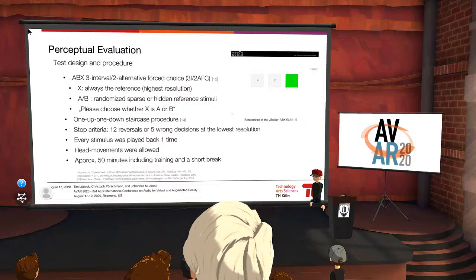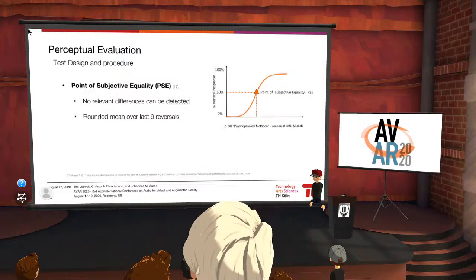Then, as I said, every stimulus was played back one time. During the test, the participants were allowed to move their heads if it helps to distinguish between the resolutions. So we played back dynamic binaural synthesis, and it took about 50 minutes for each experiment, depending on the reverberation time, of course. And as I said, with a one-up, one-down staircase procedure, we converge to the perceptual threshold.